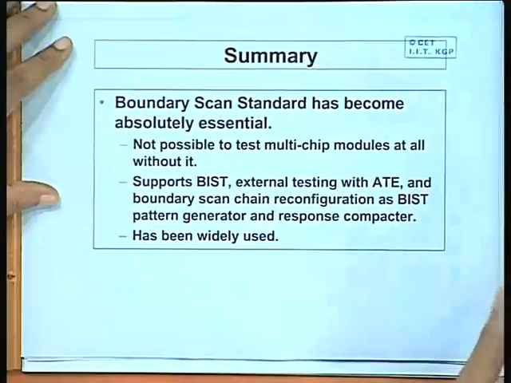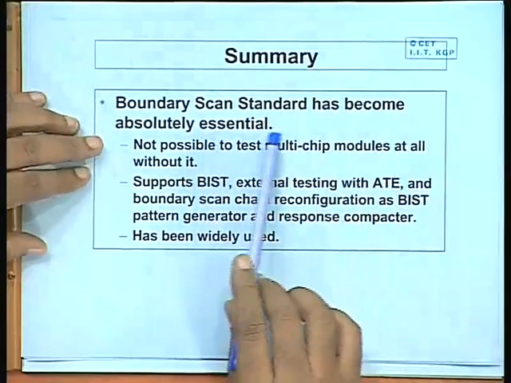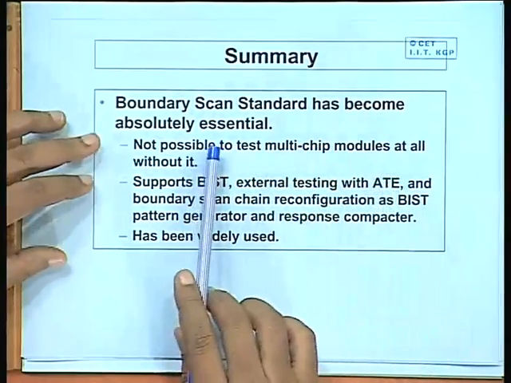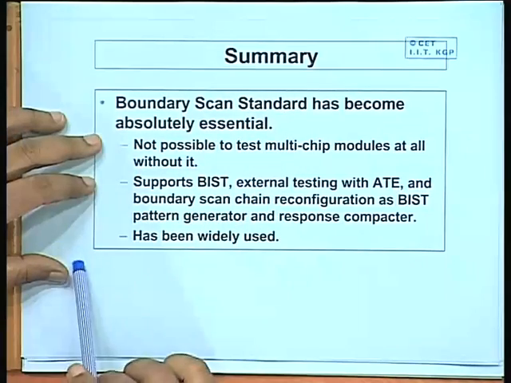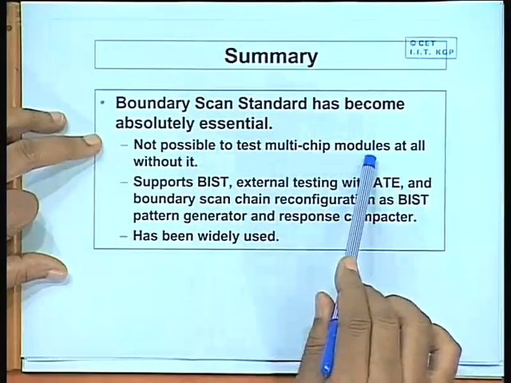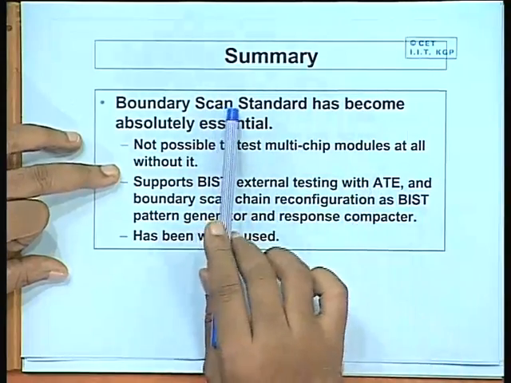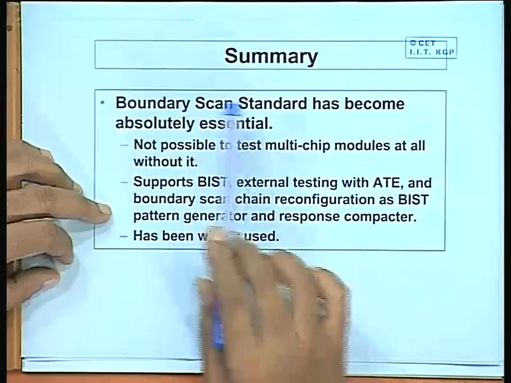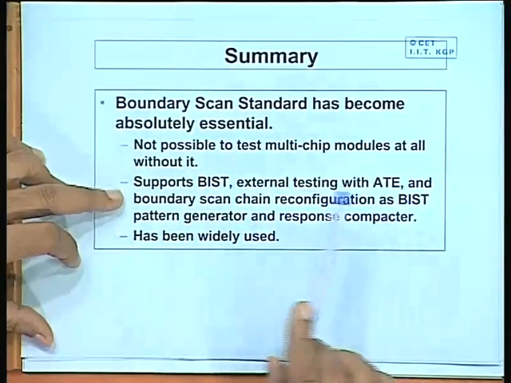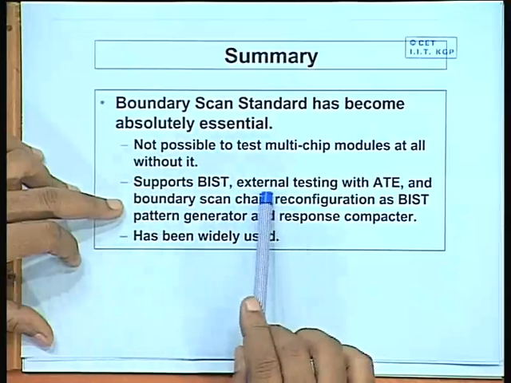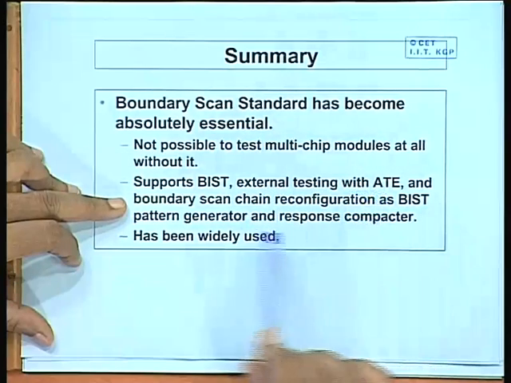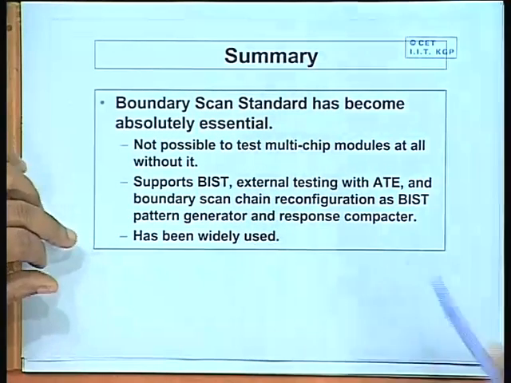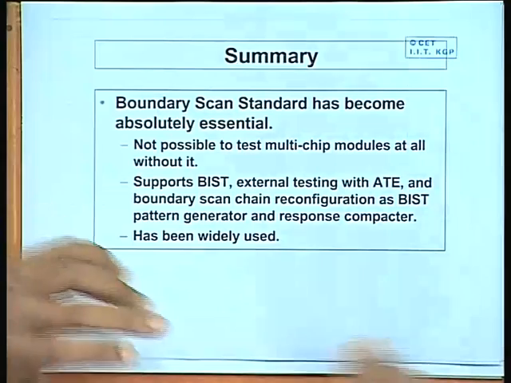Just to summarize, boundary scan has emerged as a standard, and there are many chips and products which are now in the market which are based on this standard. If you have multi-chip modules, for example, in a chip, so unless you have boundary scan standard, it is very difficult to test such. And boundary scan standard is totally flexible, it supports built-in self-test, it supports external testing with ATE, and you can have scan chain reconfiguration also. And it has been widely used in many environments in the industry.